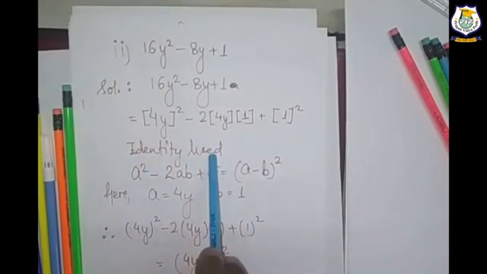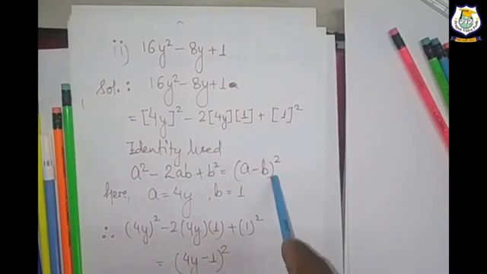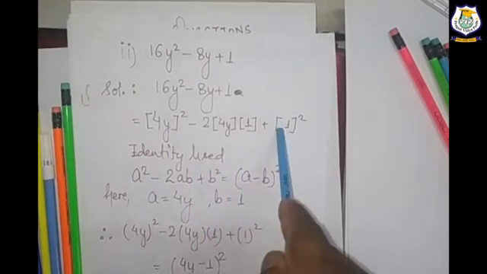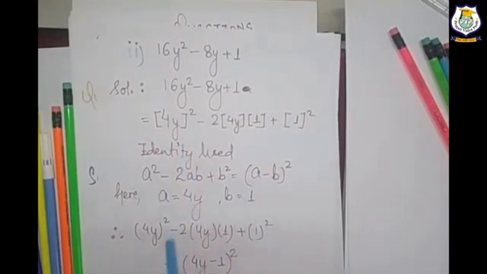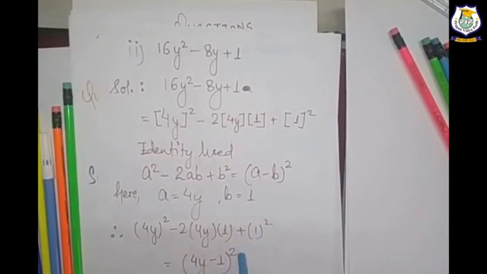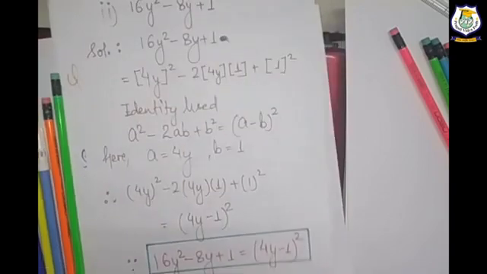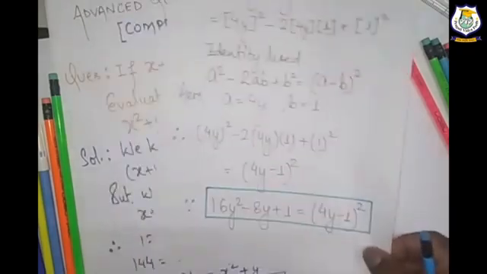So the identity we are using, a square minus 2ab plus b square, is a minus b whole square. Here a is 4y and b is 1. That's why a square minus 2ab plus b square is a minus b whole square. A minus b, that is 4y minus 1, whole square. This is the answer we got.